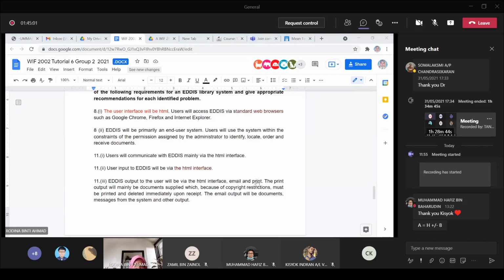Anyone? Fahad? These are more information. I think 11.2. We could specify more about what kind of user input will be given to the editors through the HTML interface. For example, maybe we can say what user input will be, like username, password, or something like that.